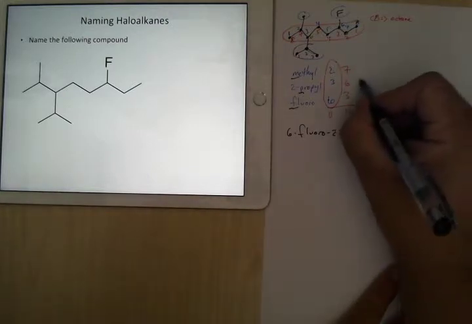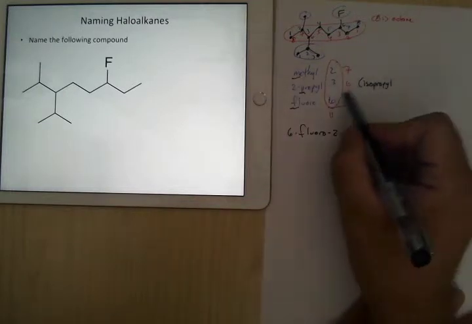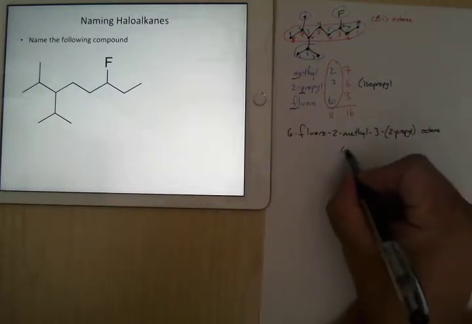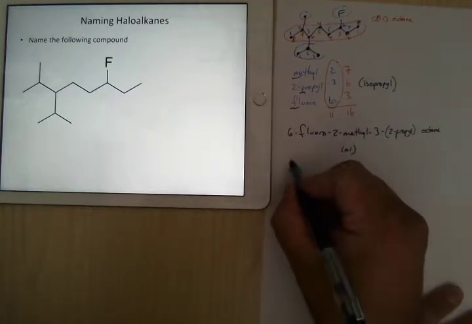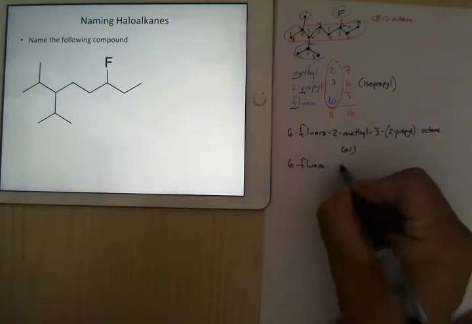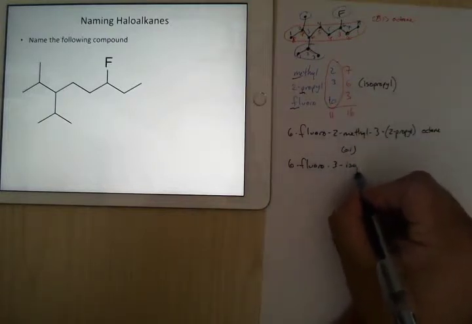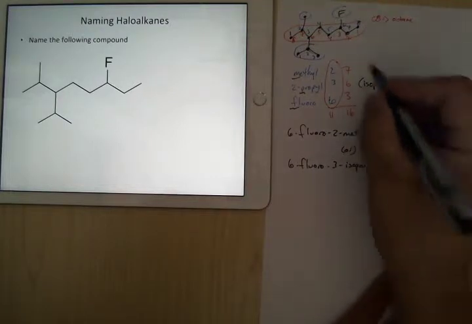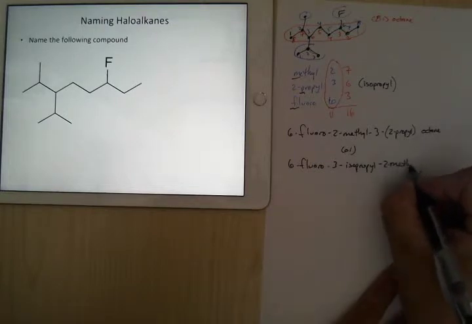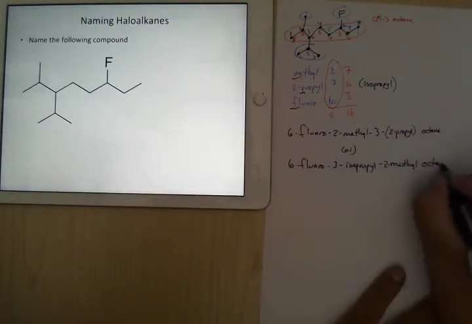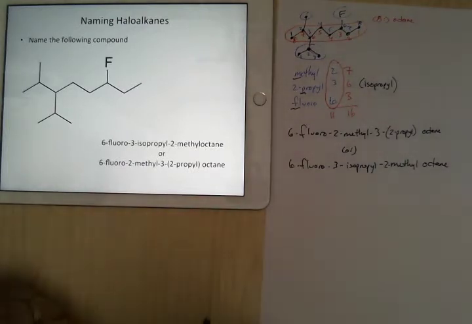Now, if instead you used isopropyl here, it would be methyl, isopropyl, fluoro, and so fluoro would still come first. So it becomes 6-fluoro, but now you put the 3-isopropyl in, and then the methyl comes last: 2-methyl octane. So you can do it either way, but you have to be careful about this.